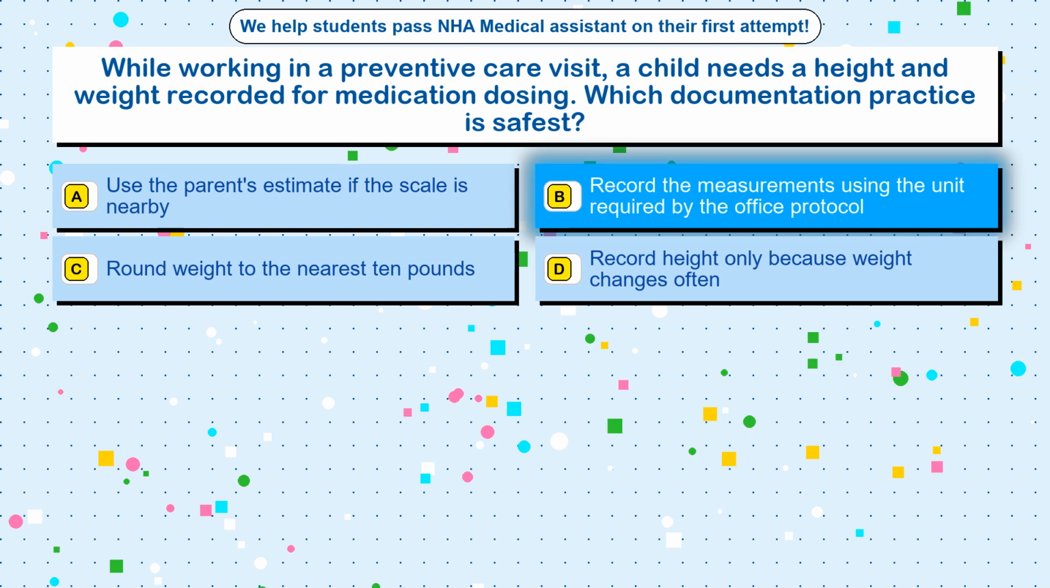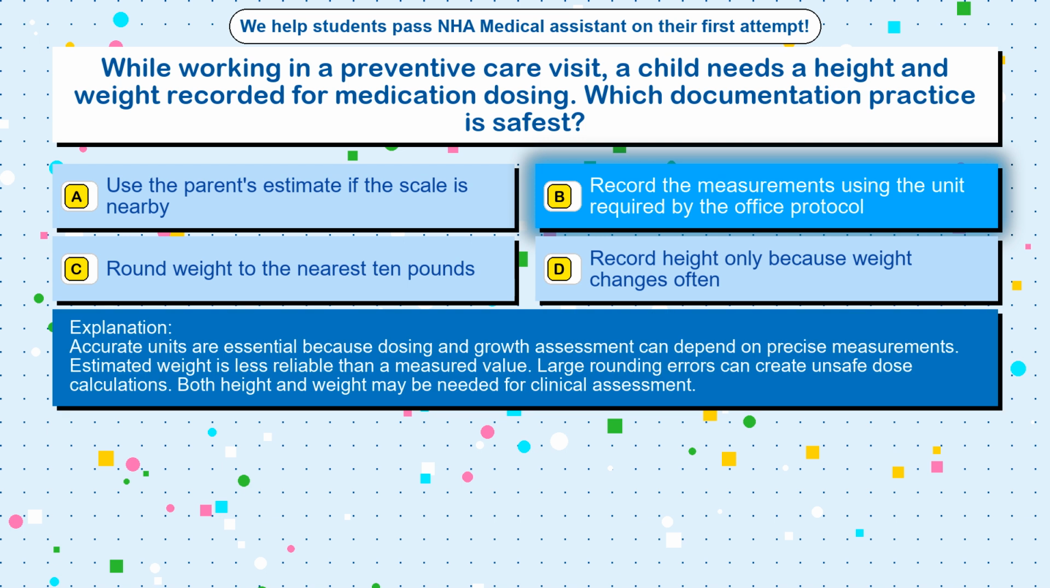The correct answer is option B, record the measurements using the unit required by the office protocol. Accurate units are essential because dosing and growth assessment can depend on precise measurements. Estimated weight is less reliable than a measured value. Large rounding errors can create unsafe dose calculations. Both height and weight may be needed for clinical assessment.